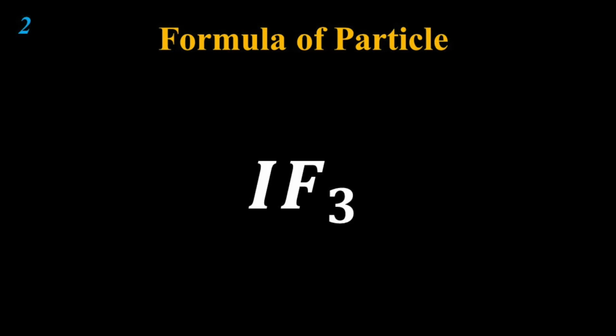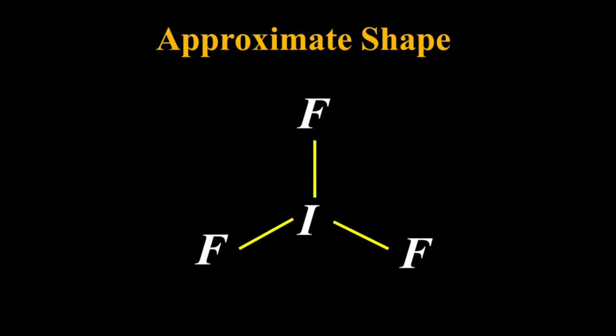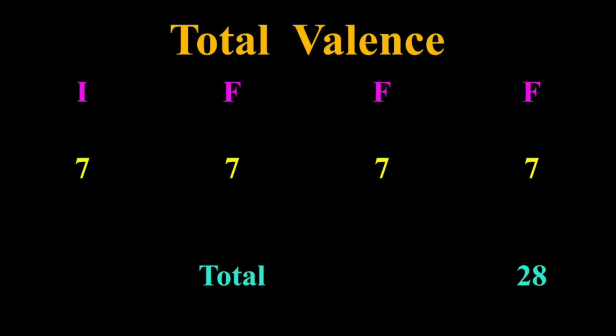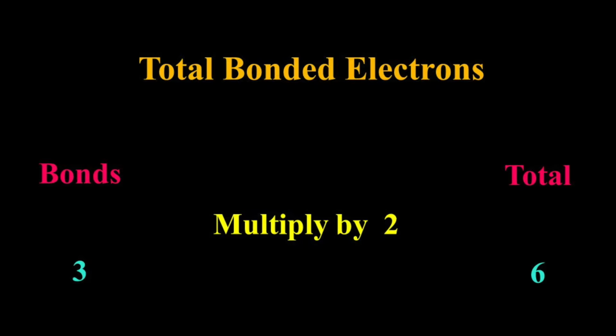The next particle is iodine trifluoride. Again, we're going to have 3 bonds, and the central atom is going to be iodine. Now we're going to come up with the total valence, which is going to be 28, because we have 4 total halogens, 2 different types of halogens. Each one has a valence of 7, that's 28. We have 3 bonds, that's 6.